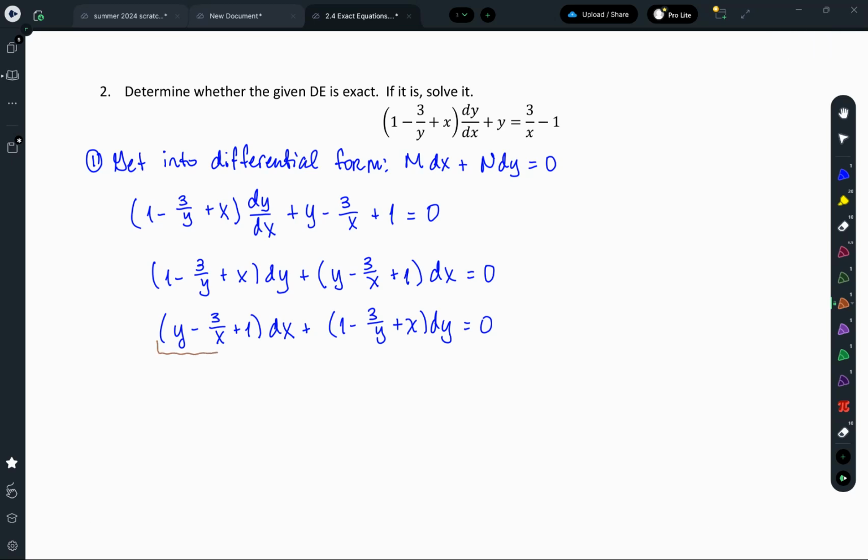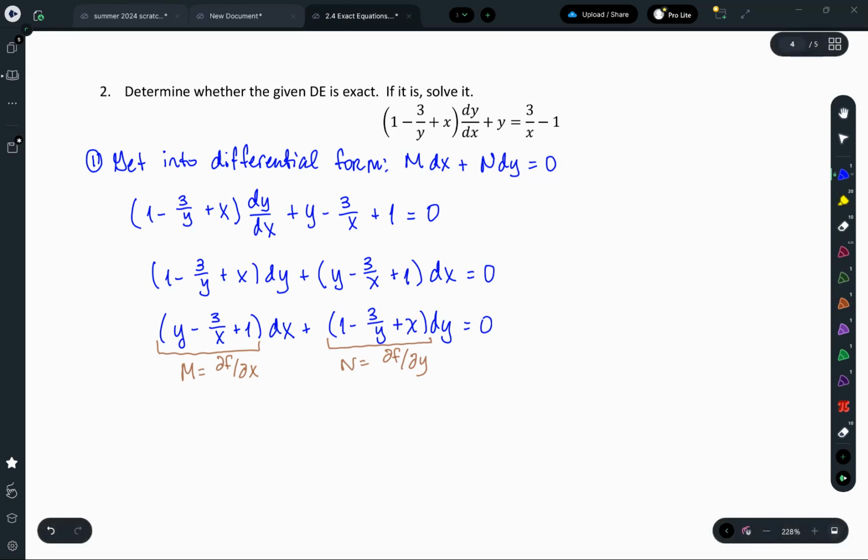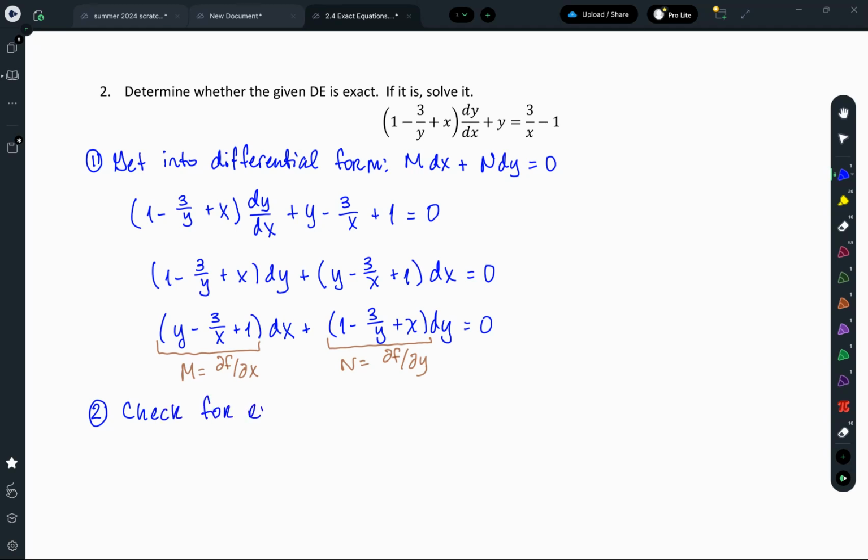The factor in front of dx, that is our M. We have an assumption that it is possibly del f del x, the partial derivative of f with respect to x. And in front of dy is our N, and it is possibly the first partial derivative of f with respect to y. And so we need to determine if we get mixed partials that are equal first. So we're going to do our exact check, so we're going to check for exactness.